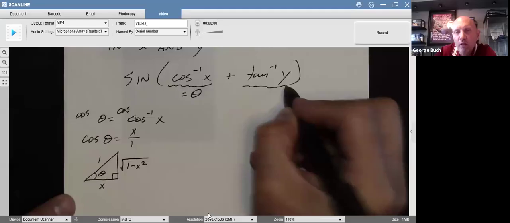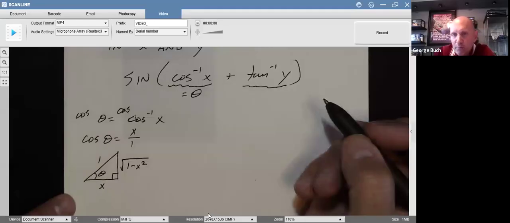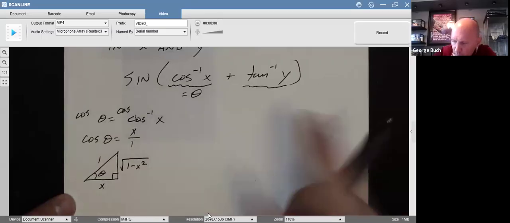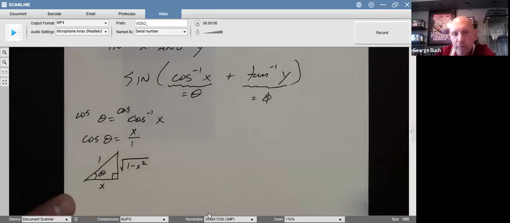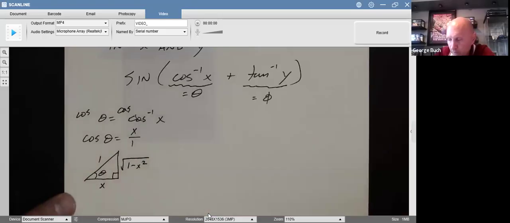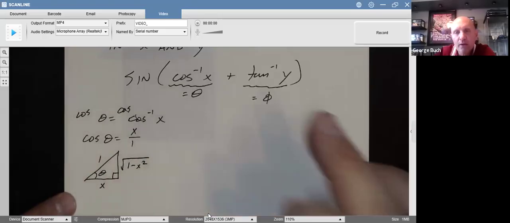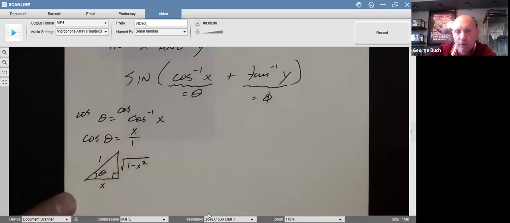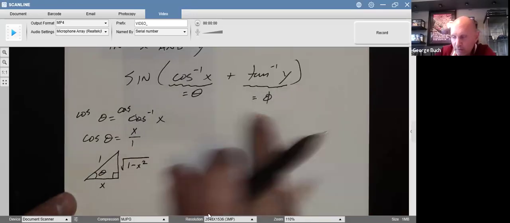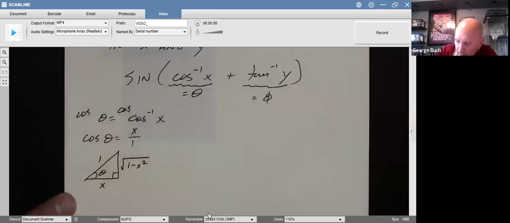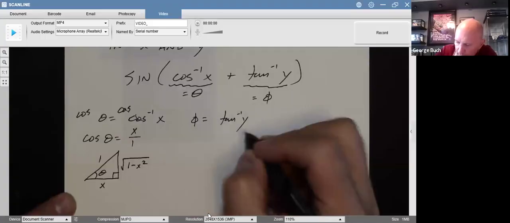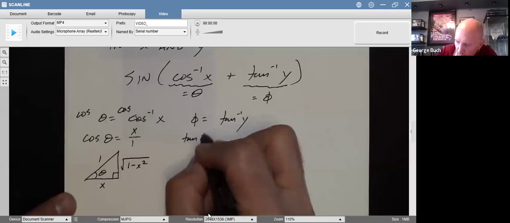Now, I am not going to call him theta, because otherwise later on in the problem, I don't know, do I mean this theta or do I mean that theta? So I'm going to call it phi, a different variable. You can call these alpha, beta, delta, epsilon, whatever you feel like calling it. I just wouldn't call it X and I wouldn't call it Y, and definitely don't call it theta and theta because that'll confuse you. So we get what? Phi is equal to tangent inverse of Y. So tangent of phi is Y over 1.